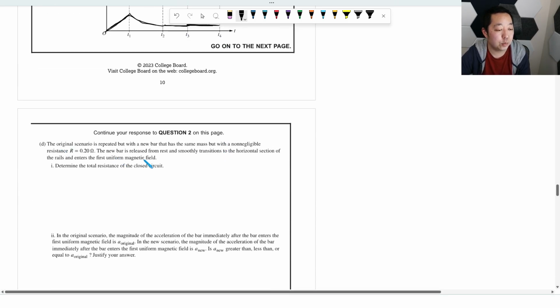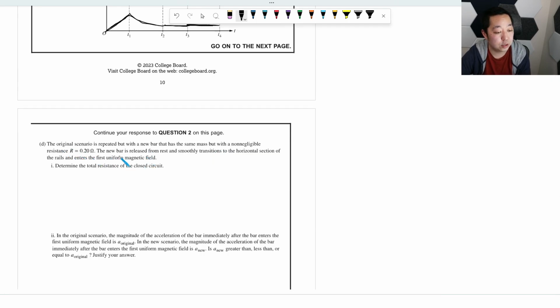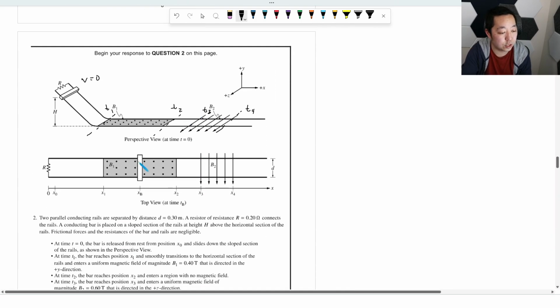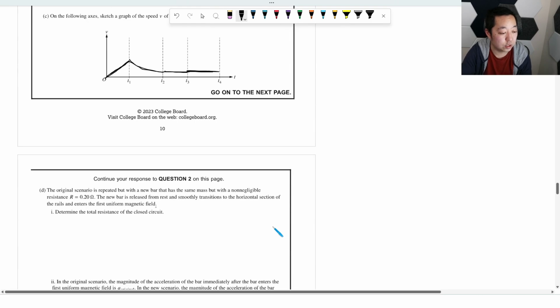The original scenario is repeated, but with a new bar that's the same mass, but with non-negligible resistance. Okay, so the bar now has some resistance. The new bar is released from rest and smoothly transitions. Determine the total resistance of the closed circuit. Well, in this circuit, if you add a resistor right here in this loop, they're in series. So you're just going to be doubling the resistance: 0.2 plus 0.2, which is 0.4 ohms.